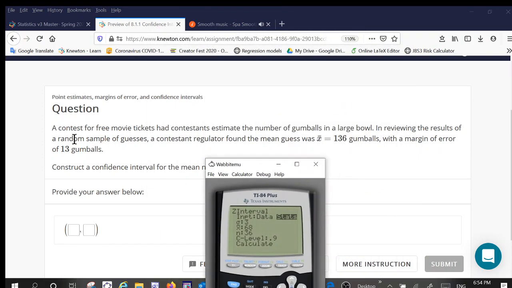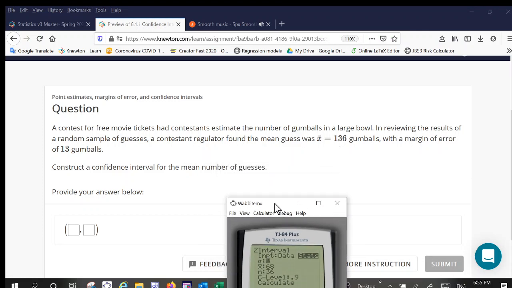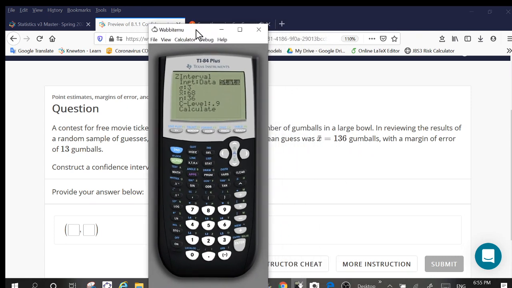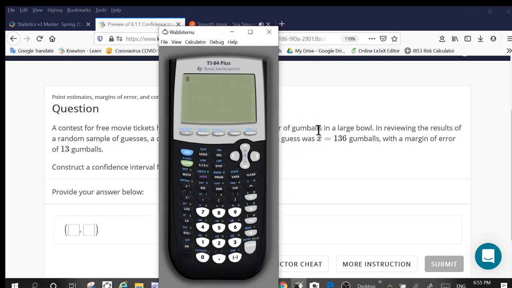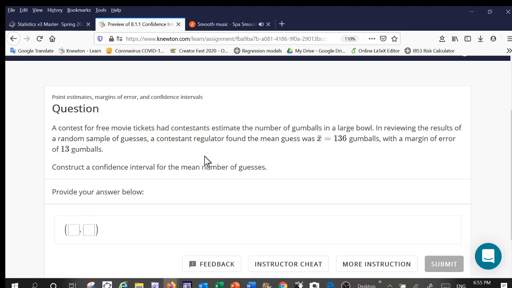So it says a contest for the free tickets, a number of, in a reviewing of the results, a random sample of guesses, contestants regulator found the mean guess to be that with a margin of error of that. Construct a confidence interval. Okay, so we don't even need a calculator because we're not given the standard deviation. We are given actually the mean, and we are given the margin of error. So we just have to add and subtract that to it, and we are done.